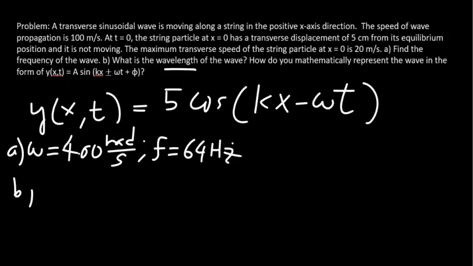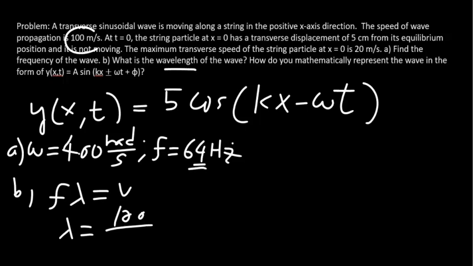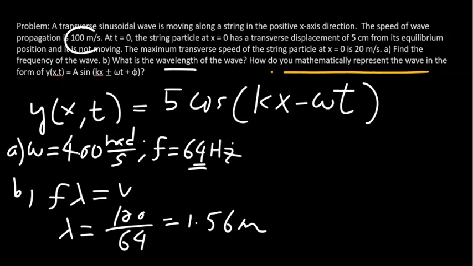What is the wavelength of the wave? Now we can use the fact that frequency times wavelength is the speed of propagation. So the wavelength is the speed of propagation, which we know to be 100, over frequency in hertz, which we have computed in part A, 64 hertz, and that's going to give you 1.56 meters.